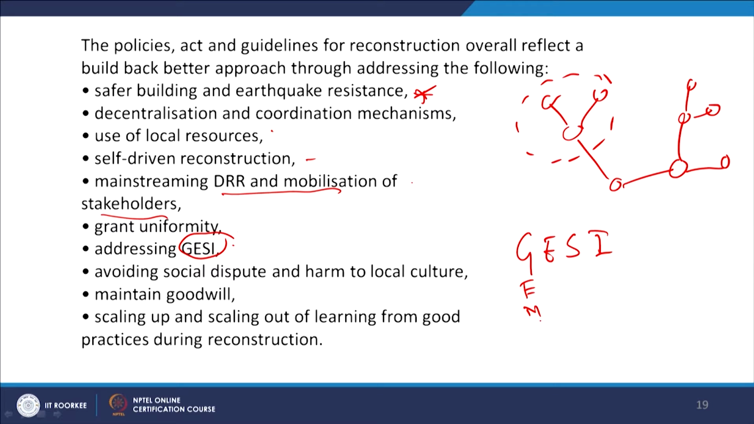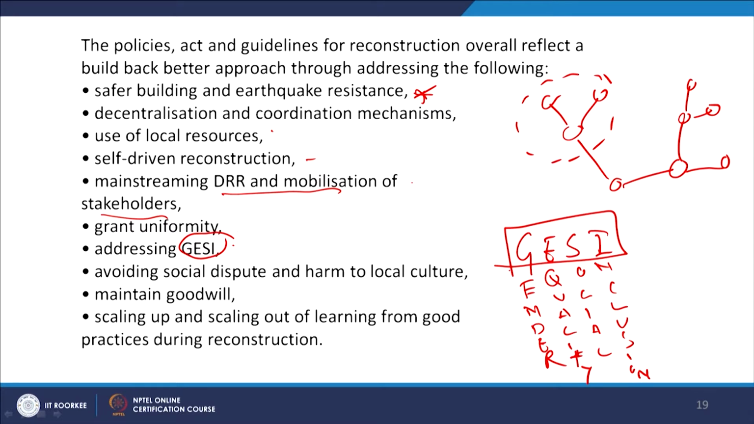One is called gender equality and social inclusion. So this GESI, how the gender aspects and the equality aspects and the social hierarchies have to be included in the development process, in the disaster and development process, is one of the important challenges in the developing countries.